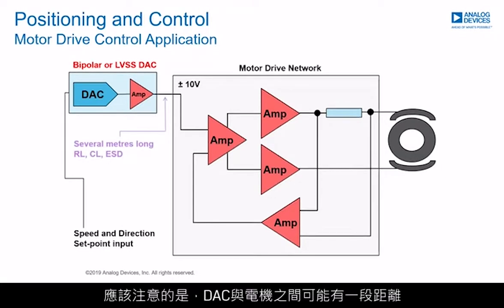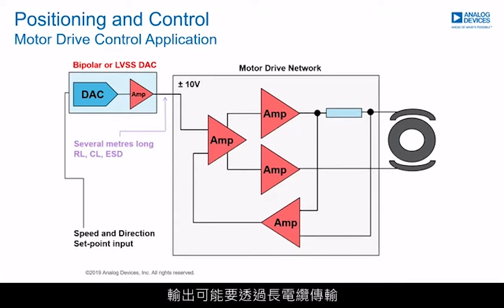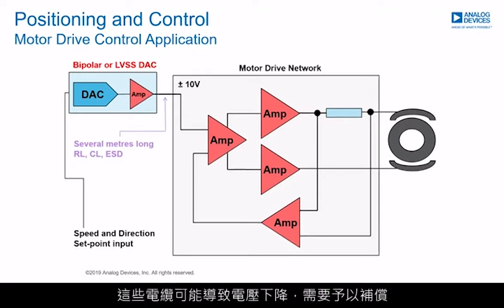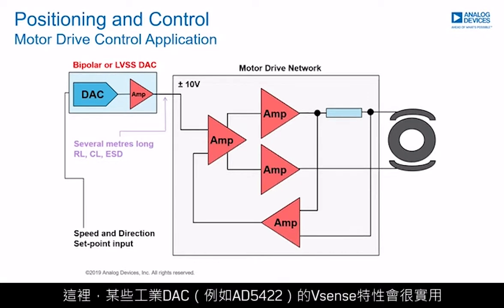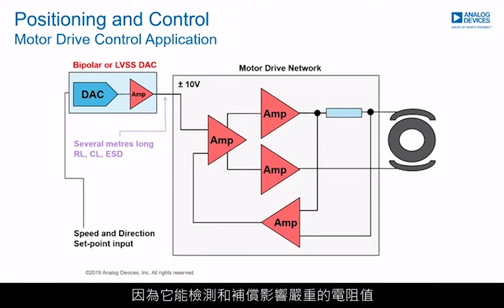It should be noted that the DAC can be some distance from the motor, and the output can travel across long cables with capacitive and resistive loads before reaching the driver network. These cables may cause voltage drops that will need compensation. Here, the V-Sense features on some of the industrial DACs like the 8542 would be useful, as it enables the detection and compensation for series resistance.